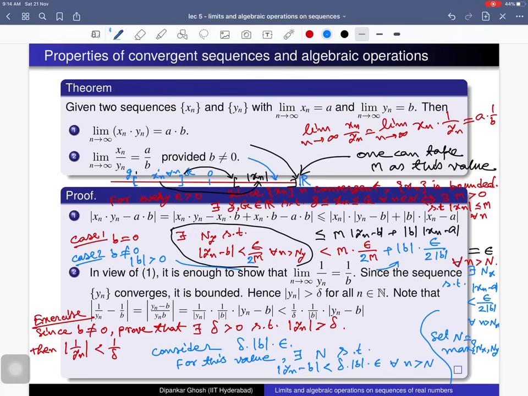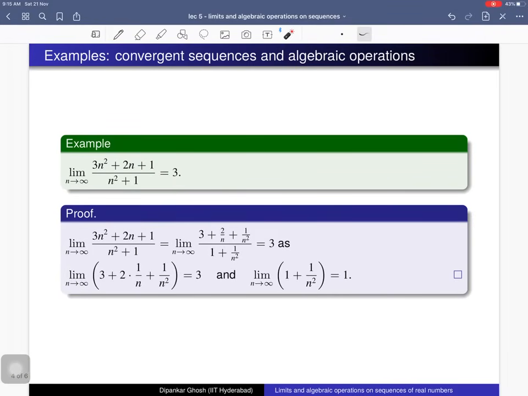Okay, and then once we have this inequality for all n greater than n, we can see that this quantity is less than epsilon for all n greater than n. So ultimately this distance is less than epsilon for all n greater than n. So for every epsilon we can find a natural number n such that this distance is less than epsilon for all natural numbers beyond that. So 1 by b is the limit of this sequence.